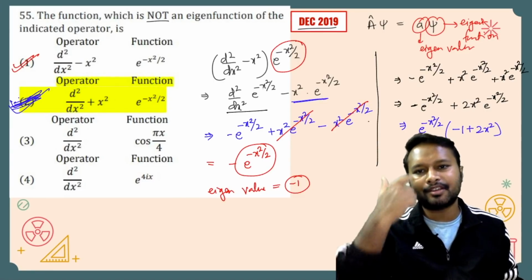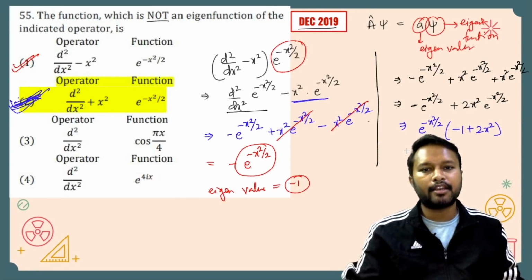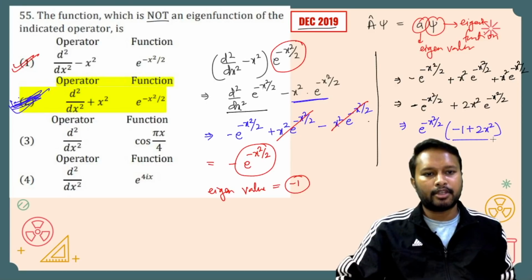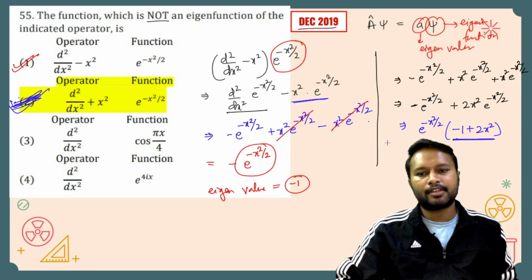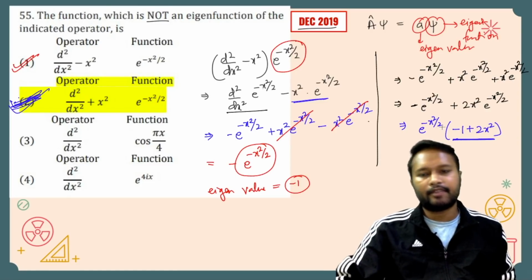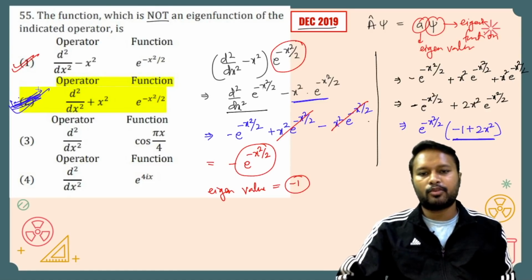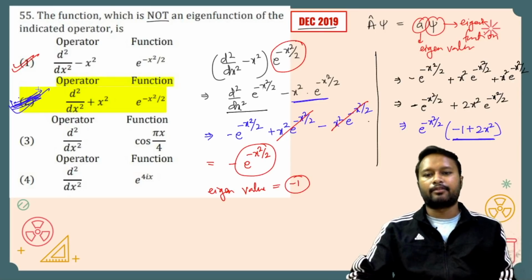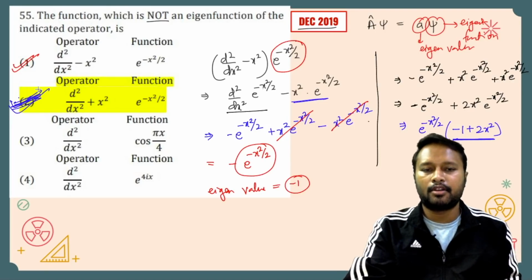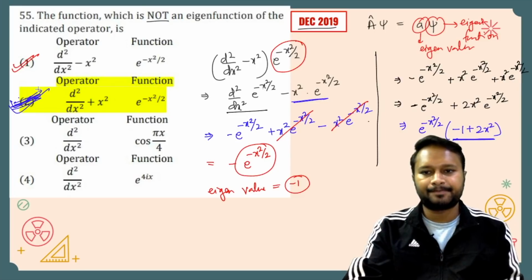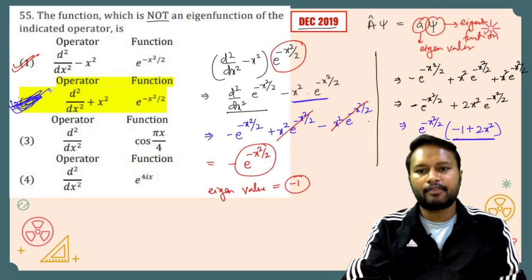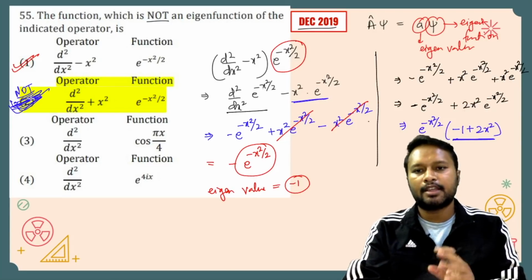In the question they were asking which is not an eigen function. Because you didn't get any constant along with the wave function, it's again a function, right? So you cannot say that it's an eigen function. So option number 2 is the one where it is not an eigen function. You can check option 3 and 4, you will get an eigen function over there. So second is the one which is not an eigen function. All right, that's how it will be done.